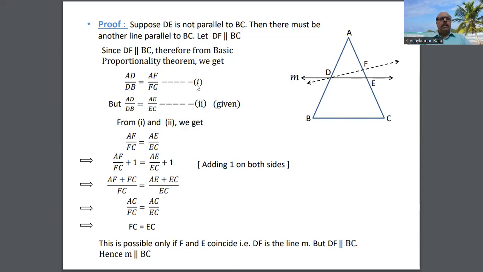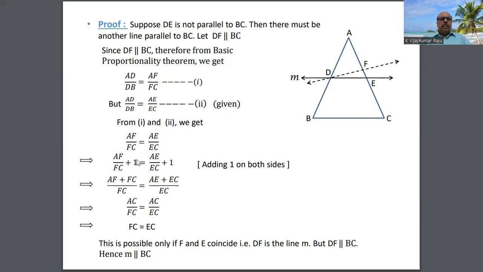Let this be the first condition. But what is given in the question? AD upon DB is equal to AE upon EC. And this is what is given. If you see these two equations, 1 and 2, the left side is the same. So from that we can conclude that the right side should also be the same. So from 1 and 2 we get that AF upon FC is equal to AE upon EC.